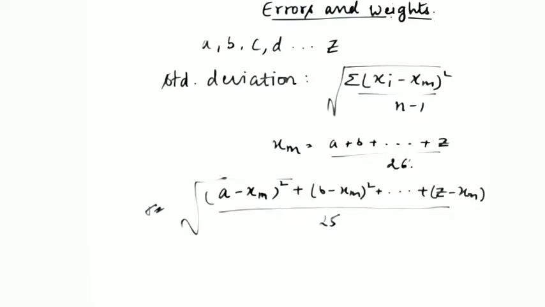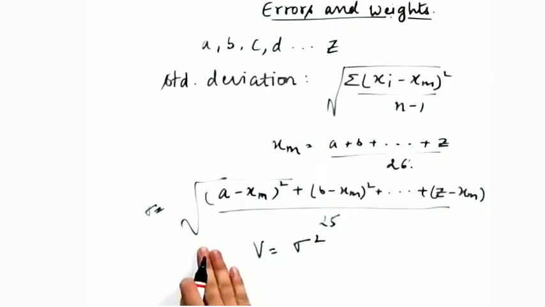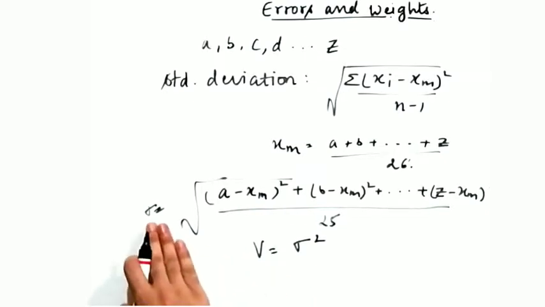Now the examiner can ask you to calculate the variance of all the observations. You all know variance is the square of the standard deviation. So you just have to remove this square root, or you can square the standard deviation.